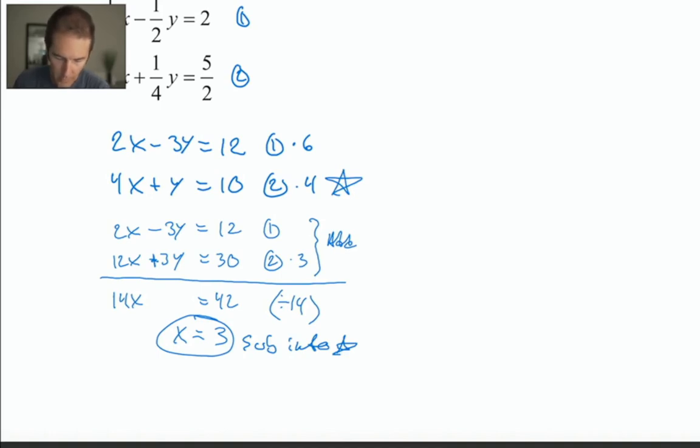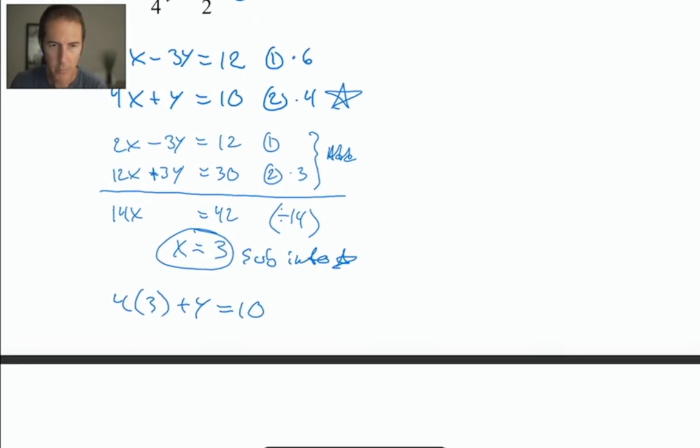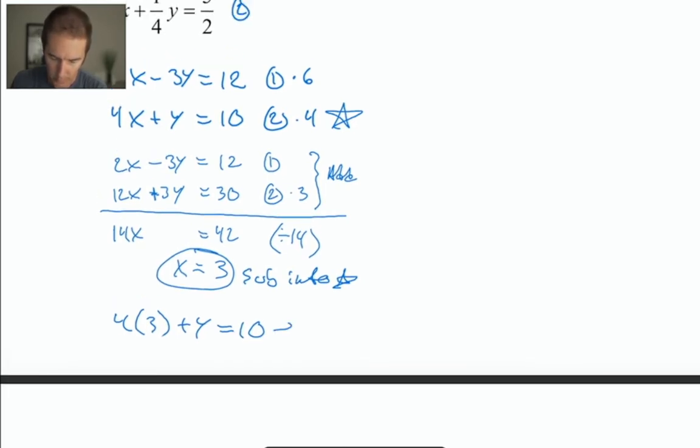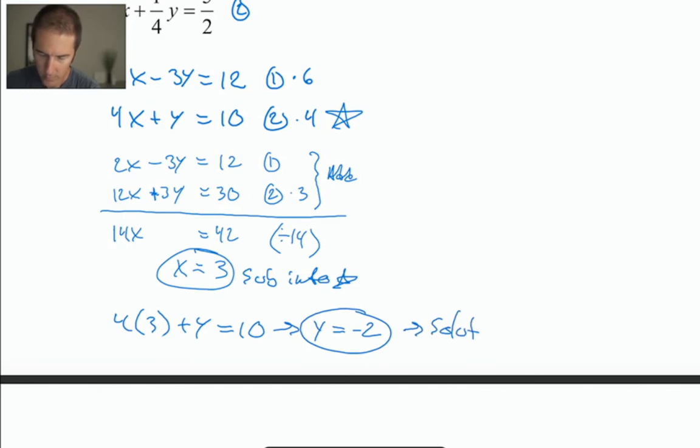Okay, so we have 4x plus, no we don't. We have 4 times our new x value of 3 plus y equals 10. That's our starred equation. And I'm right at the bottom of a page here, so I'm going to go horizontally and say that I'm going to subtract 12 from both sides in order to get my y value of negative 2. And we can present our final answer, our solution, as an xy ordered pair, which is 3, negative 2.